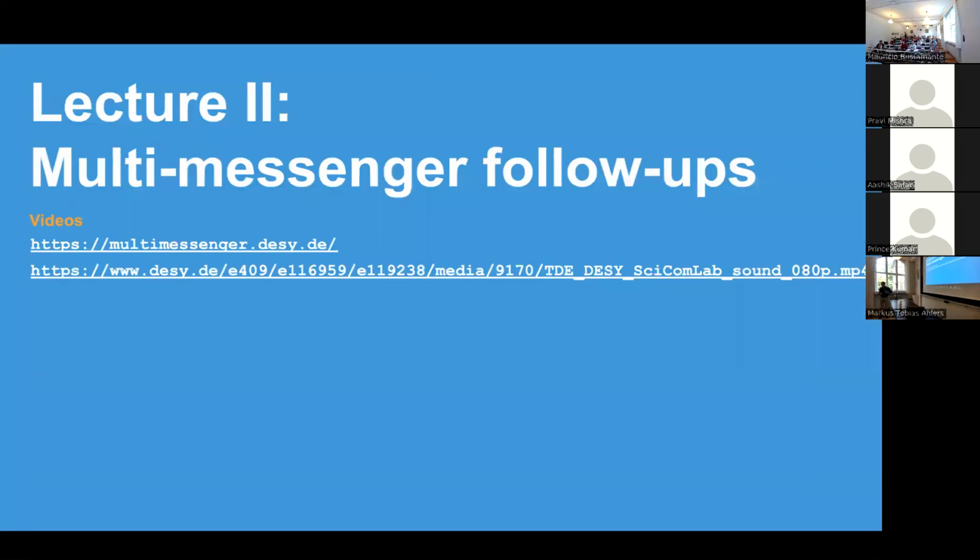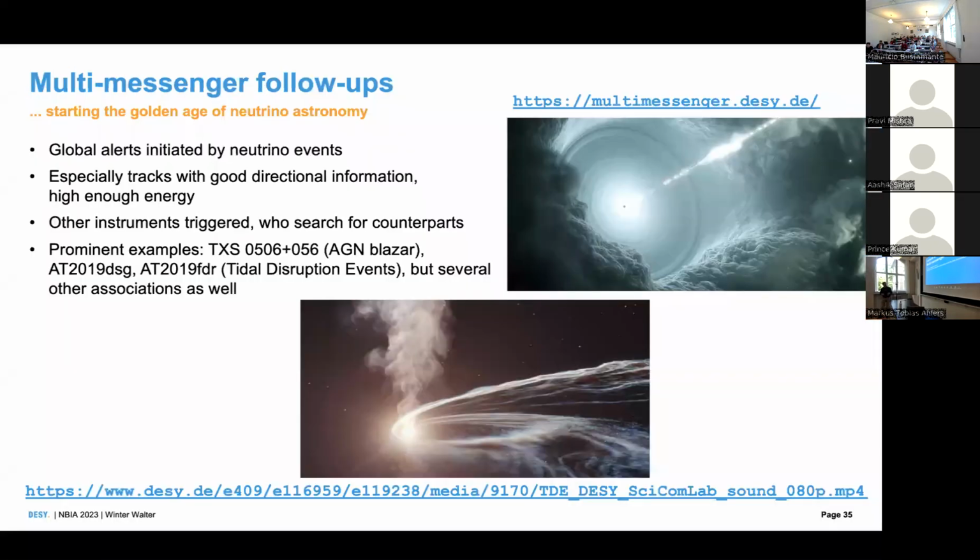So now, in the next lecture, I want to discuss multi-messenger follow-ups. That's a little more astrophysics-related, because now we actually talk about particular source classes. One source class which is interesting for you, also because you will have a couple of talks on that in the afternoon, is AGN blazars. But it's not only that one. One prominent example of that class, which was found in neutrinos, was the TXS blazar. That's this one here. But tidal disruption events could also be interesting.